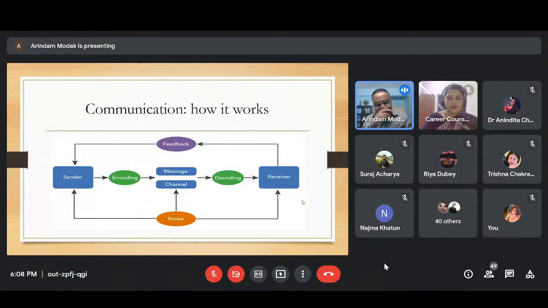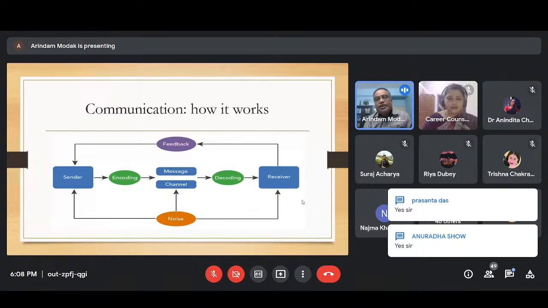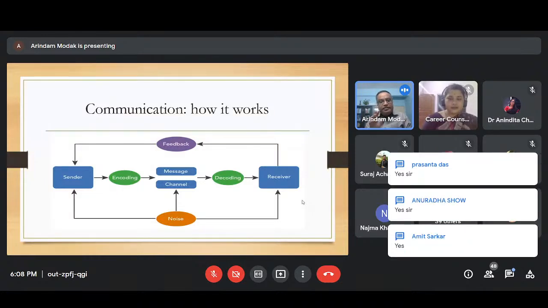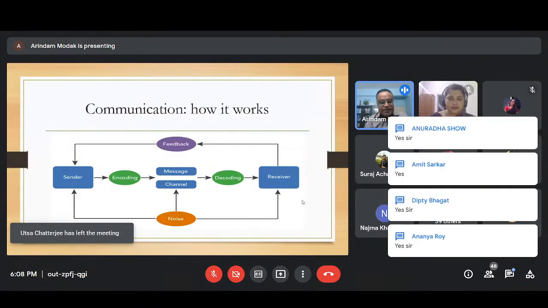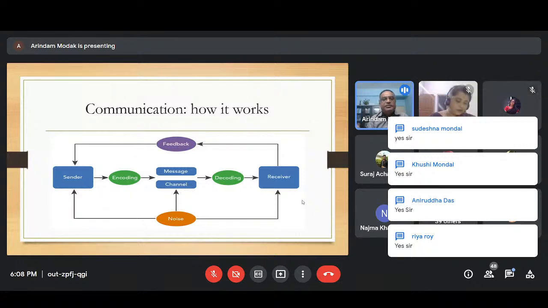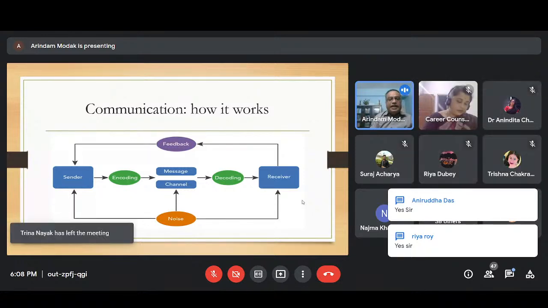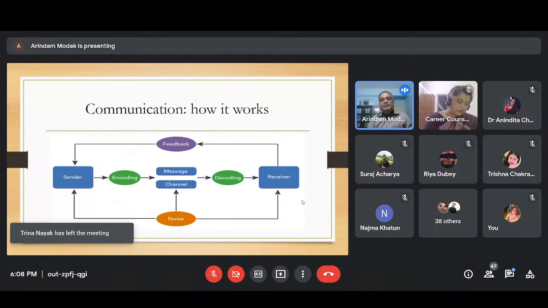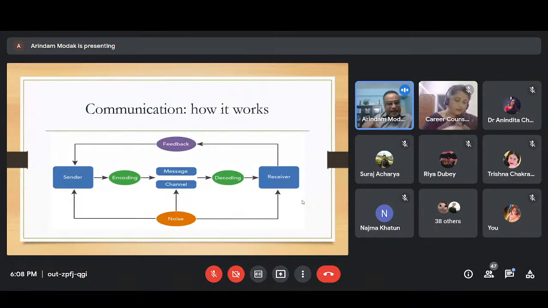So I have focused here on these matters, that communication is sharing. You have to understand it first, remember it first, that communication is sharing. It is nothing but sharing. You share anything with your fellow human beings, that is an act of communication. Even if you give a piece of chocolate to your friend, that is an act of communication. You love that person, that's why you are giving a piece of chocolate to that person. So it is an act of communication.